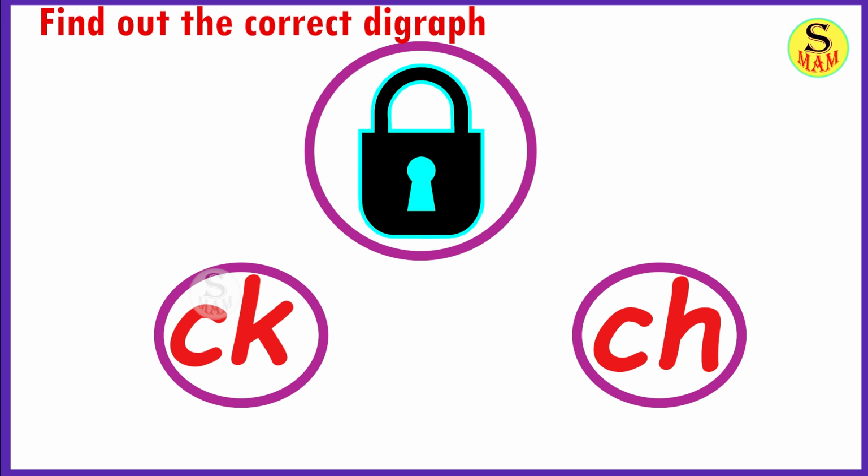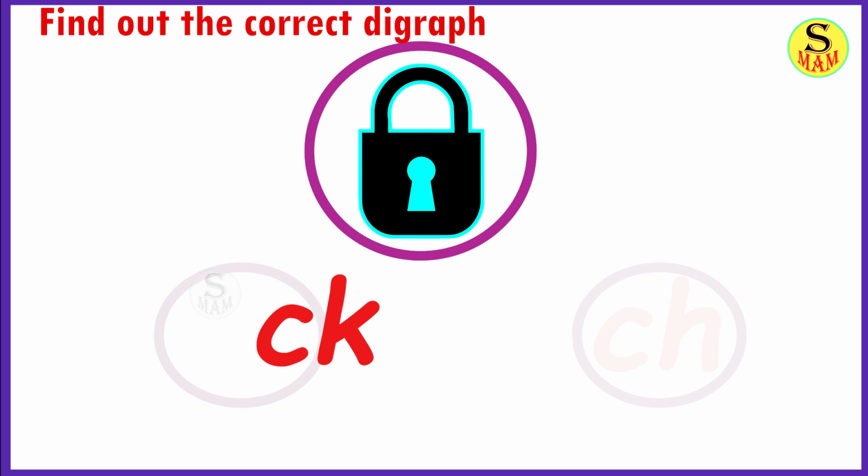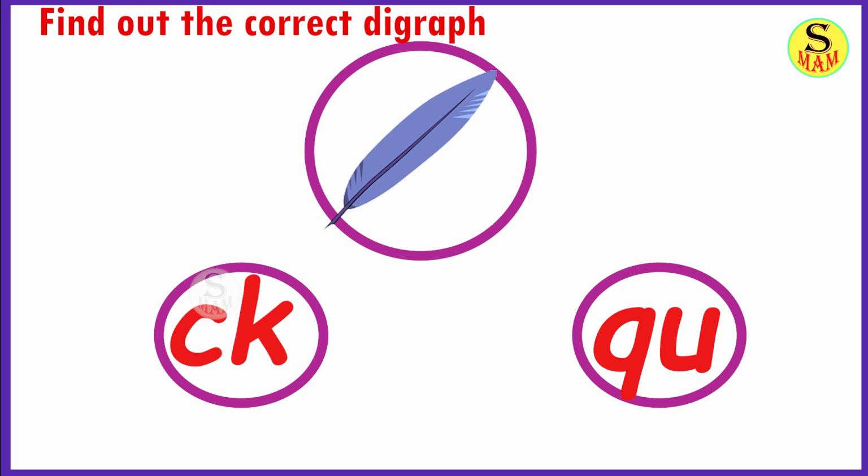Next. Lock. Ending K sound. C-K, C-H. Lock. C-K. Last one. Quill. C-K, Q-U. Quill. Q-U.